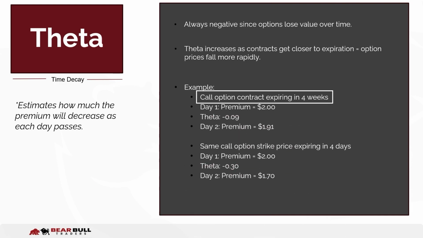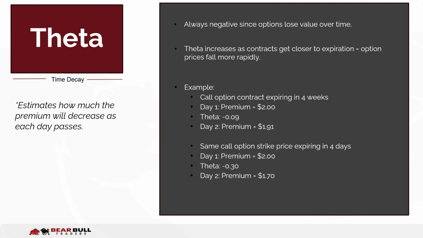Let's take a look at an example. A call option contract expiring in 4 weeks. On day 1, it has a premium of $2. The theta on this day is -0.09, meaning that as each day passes, this premium will decrease by 9 cents. If the underlying asset does not move and nothing else changes, then on day 2, the premium will be $1.91.